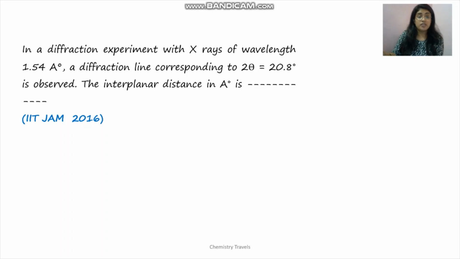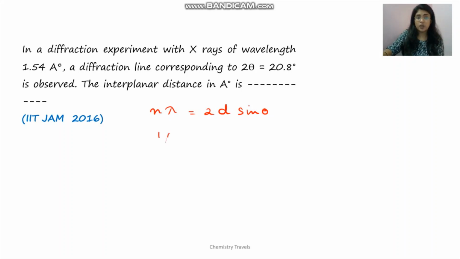The next question is from the IIT JAM 2016 paper. Here it is told that when a diffraction experiment is conducted with X-rays of wavelength 1.54 Angstrom, a diffraction line is obtained corresponding to 2 theta equal to 20.8 degrees, and they've asked for the interplanar distance in Angstrom. We just have to use Bragg's equation here. What is Bragg's equation? Bragg's equation says that n lambda is equal to 2d sine theta, and the d value is what we have to find. Since n is not given, by default we take the order to be first order. So n is taken to be 1.